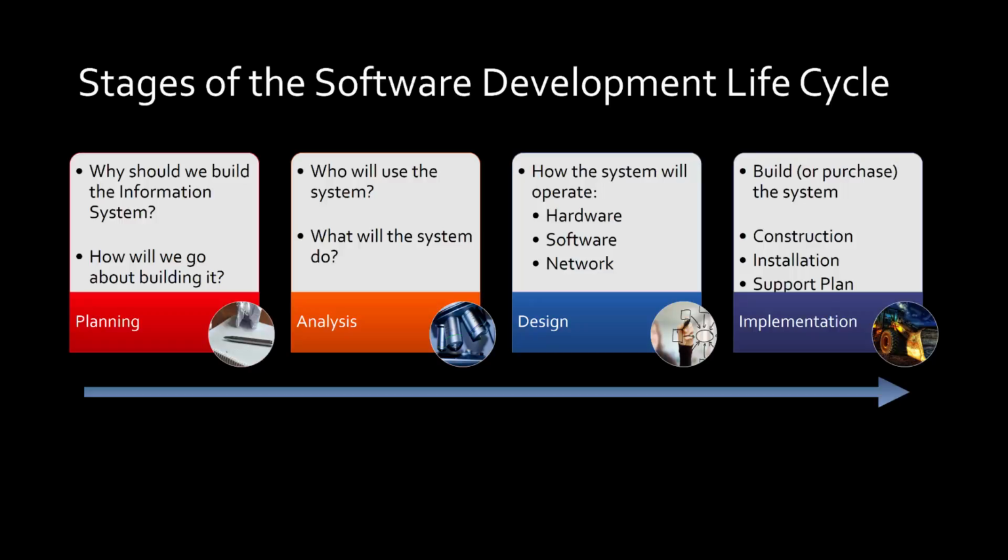Once you've finalized or finished all the design, you move into the implementation stage, which is probably the longest section. So this is all about where you build, actually put together, or purchase in the system itself, and it's made up of three main phases. You've got construction, the actual production of code, installation, or deployment.